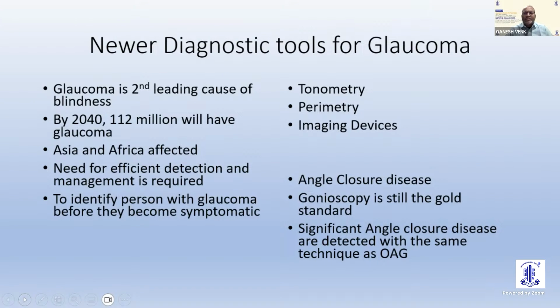Now, coming to angle closure disease, gonioscopy is still the gold standard. Significant angle closure disease is detected with the same techniques as open angle glaucoma. Apart from angle closure suspects, where there's no real need for intervention as of now according to the literature, the other conditions like angle closure and angle closure disease can still be detected by tonometry, perimetry and the imaging devices. So we won't go into the angle closure part of it so much.